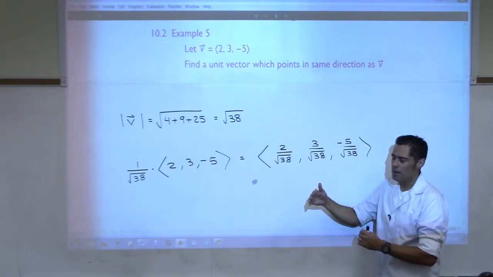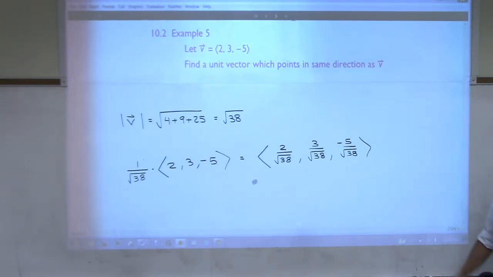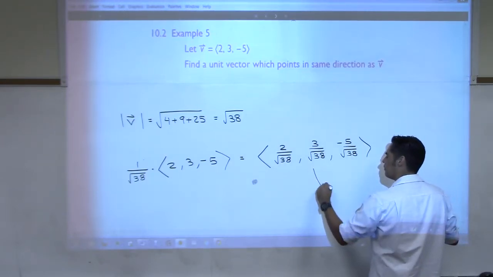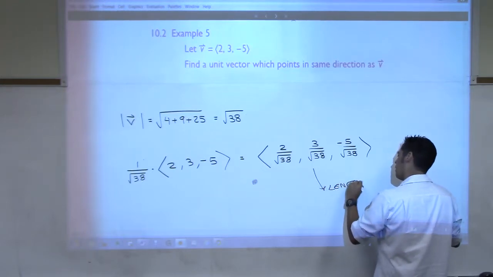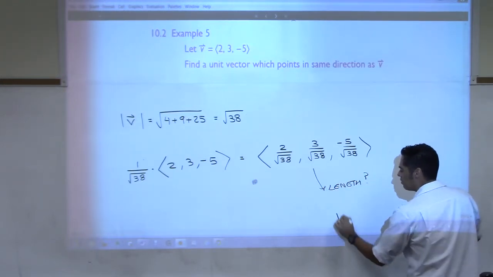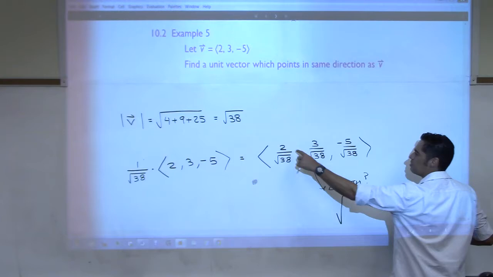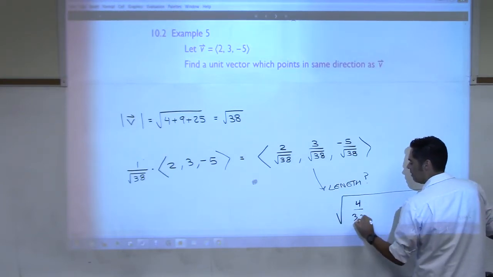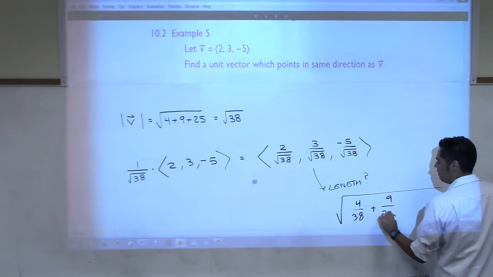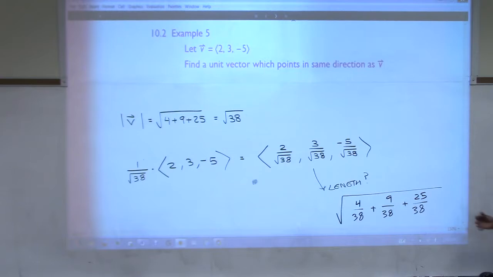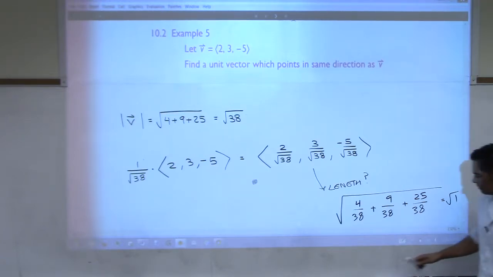This is a vector that points in the same direction as that one, but has a length of 1. Can we check that that has a length of 1? Yeah, why don't we check that? What is the length of that vector? Wouldn't you just take the square root of the sum of those things squared? So check out what happens. Square that, what do you get? 4 over 38. Next one, 9 over 38. Next one, 25 over 38. They all have the same denominator. Add them together, 38 over 38. Root 1 is 1. So that is a unit vector. It works.